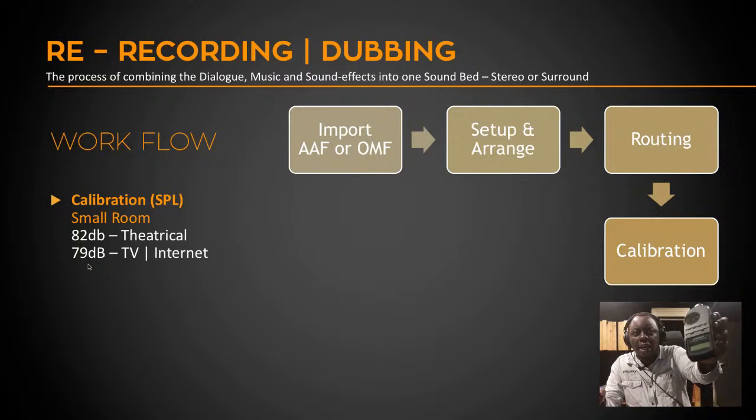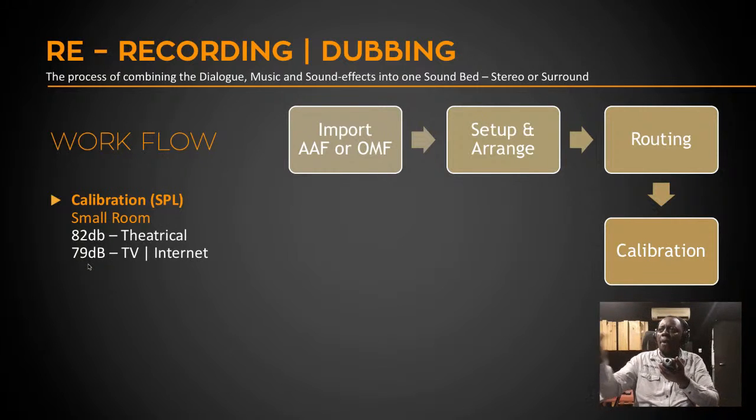Something like this. This is called a sound pressure level meter. You can import this from eBay. What it tells you is the amount of pressure coming out from your speaker. And we use pink noise. We generate pink noise in each of the speakers and make sure that for theatrical, for cinema, our meter reads 82. 82.